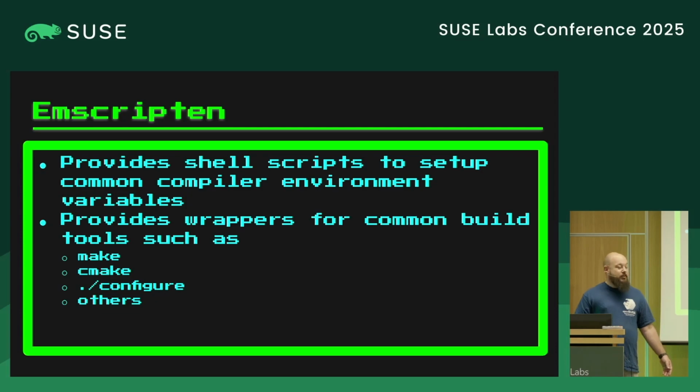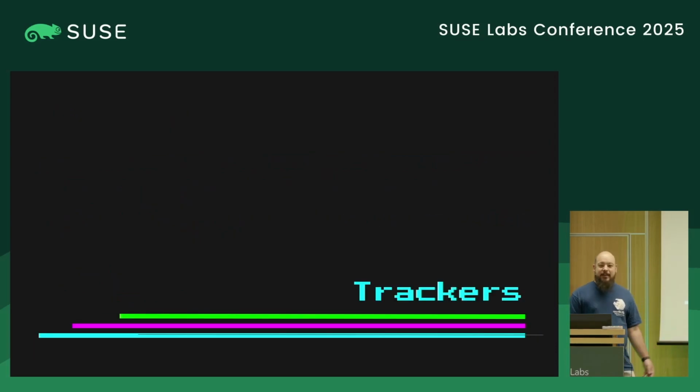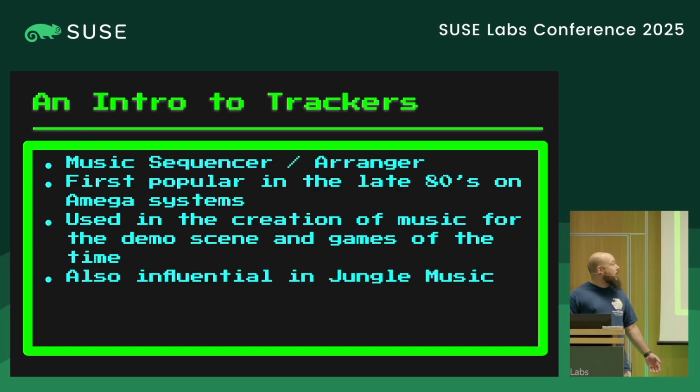But to talk about my afternoon side project, we're going to talk about trackers. Trackers are the audio software of the 90s. They came about in the late 80s with Amigas, which introduced 16-bit samplers. All of a sudden, you could do audio production on your computer. People wanted this not just for making audio, but there was also the demo scene. This is how they did their audio. This is also how a lot of games did their music. And it was also influential in jungle music.